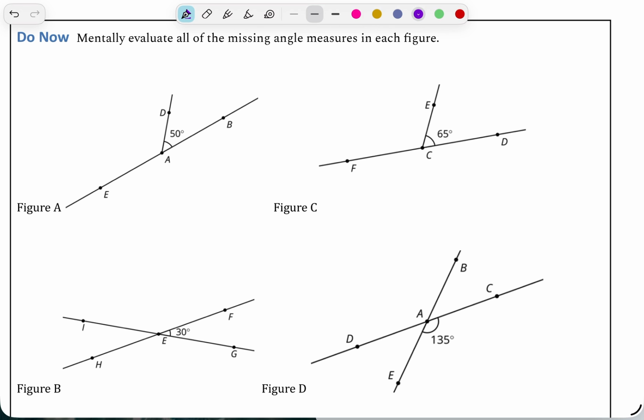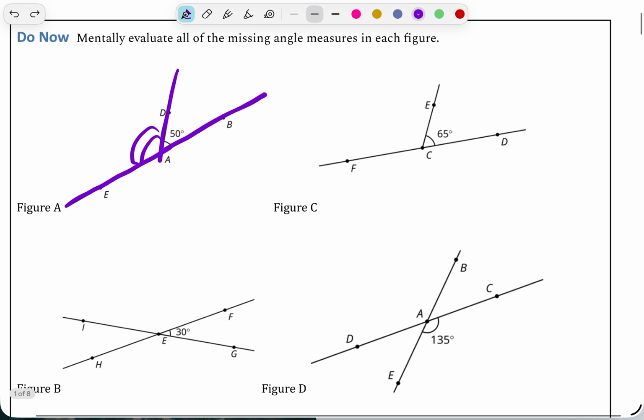Mentally evaluate all of the missing angle measures in each figure. So you might remember from middle school that two angles that make up a straight line, this angle and this 50-degree angle, equals 180 degrees. They're supplementary. We're going to write that later. So pause this video and try to figure out what the missing angle is where there's no number.